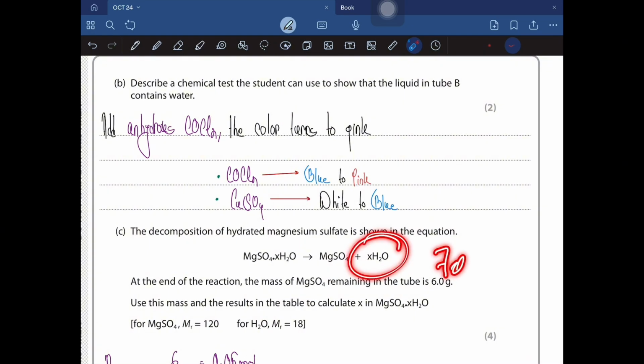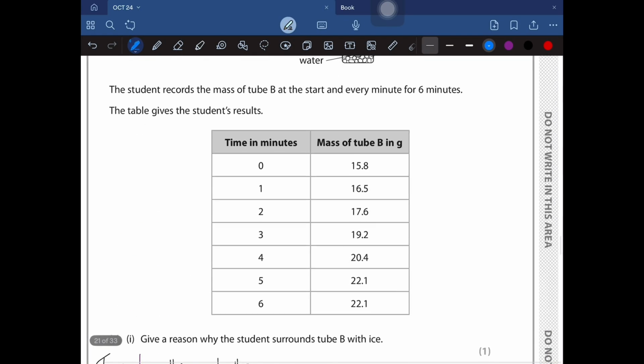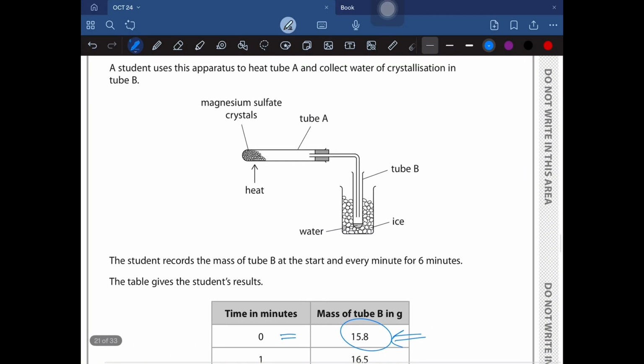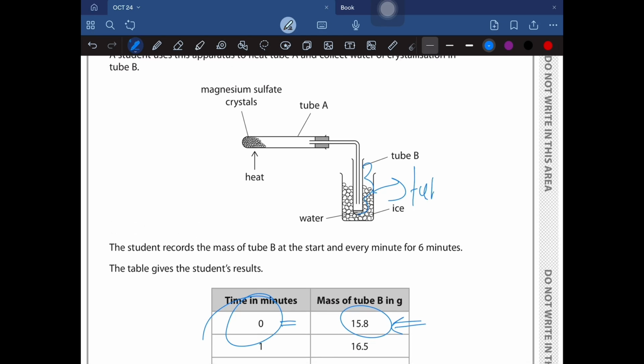Once we have this, assume the moles of this is 7X. Then how do you find the moles of water? Moles of water equals mass divided by molar mass. We know the mass of water, so how do you know it? The mass of tube B when time equals 0 is the mass of the tube only, because the reaction at time equals 0 hadn't started. So this is the mass of the tube only.